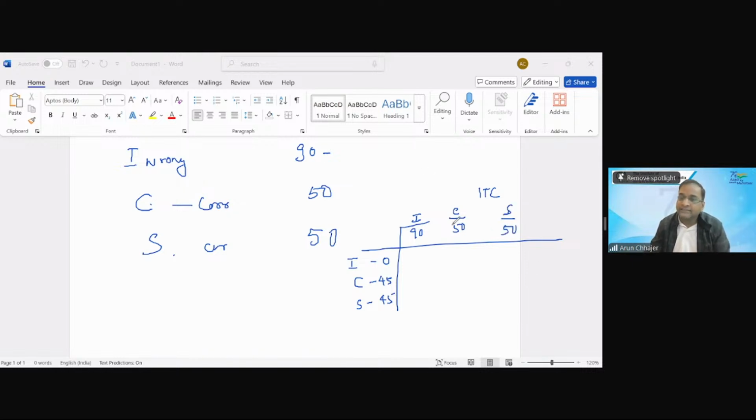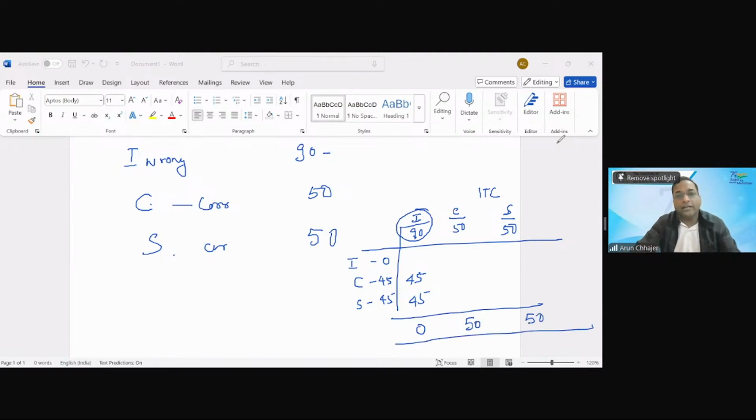As we know that IGST has to be first utilized, then only you can use credit of C or S, and that will be distributed in any order, any manner. Yes, assume that you have equally divided 45. Correct? Yes, so now the balance is 0. And you have the ITC of C and S. Correct? Now let me go back.